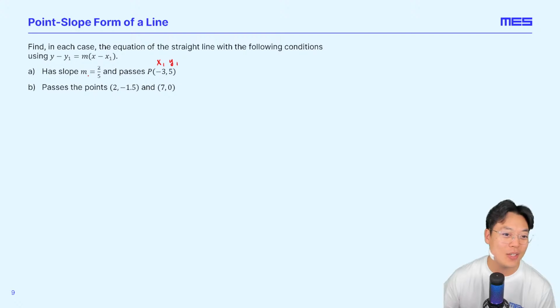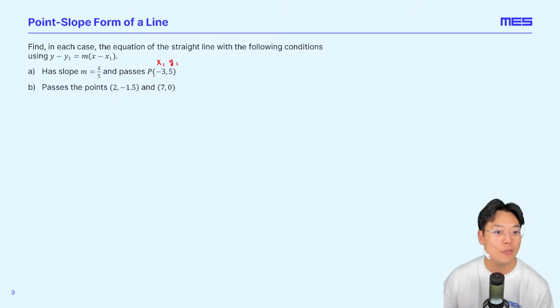The slope is m equals 2/5, and the point is negative 3 comma 5. Let me know what you get in the chat.